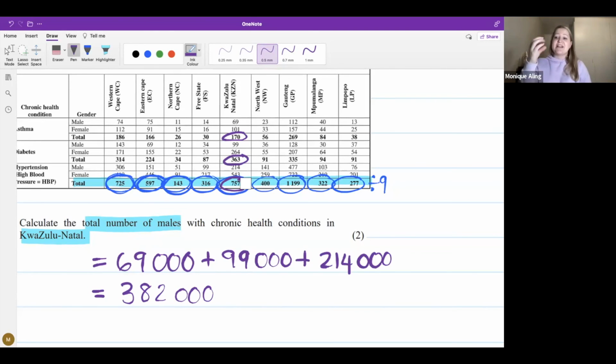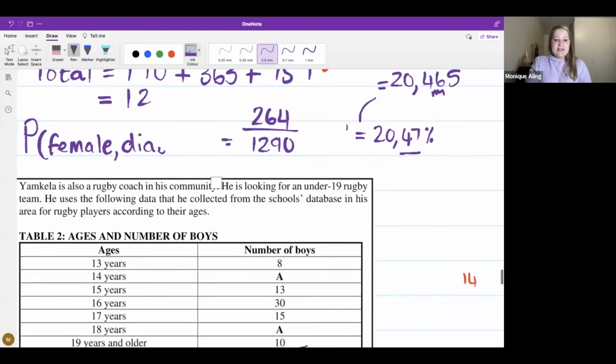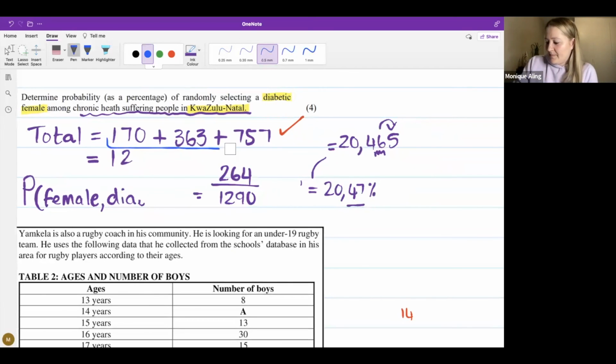So what I did was I went and added all those numbers up, because that's the total number of people that have a chronic illness in KZN. That was the first step. As you can see, this part over here, I've added that up and that gave us 1290.